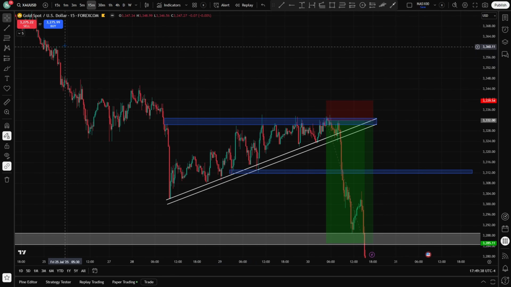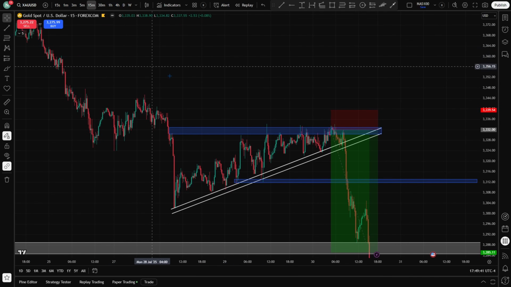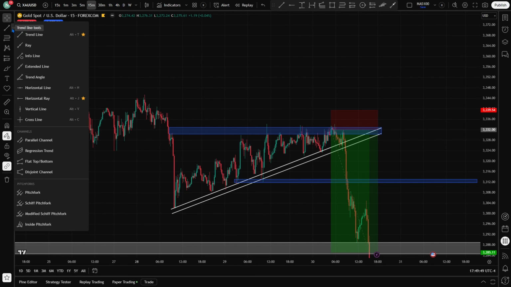Now let's go over to the drawing tools. So if you need access to your trend lines here, they'll be all in the left hand corner. If you click this little arrow here, you'll see you'll have trend lines, you'll have your ray, pretty much all different tools here. More like advanced tools. You guys don't need to worry about all that stuff.